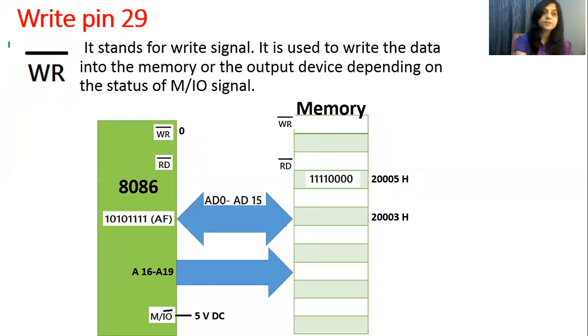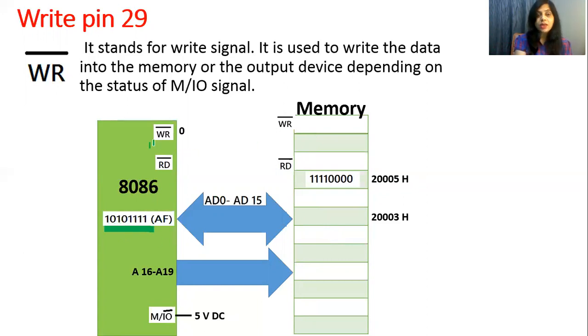Now the next pin is the write bar pin. Now what is write operation? When we write in the notebook, how does data transfer? Data transfers from our brain to the notebook. Whenever we perform write operation, information transfers from our brain to the notebook. So here also memory is nothing but the notebook, and 8086 is like our brain. So what happens in write operation? In write operation, data gets transferred from 8086 to memory. Write operation is when 8086 wants to transfer data to memory.